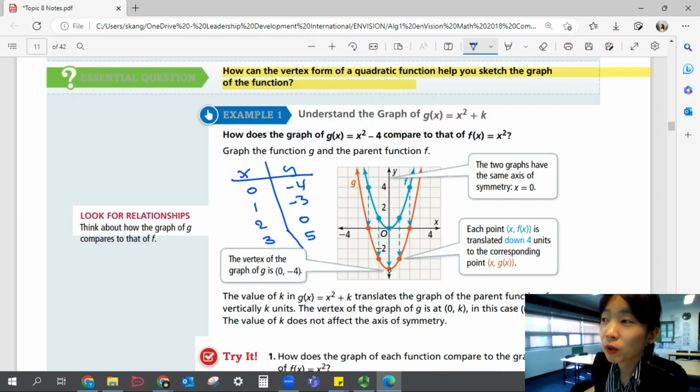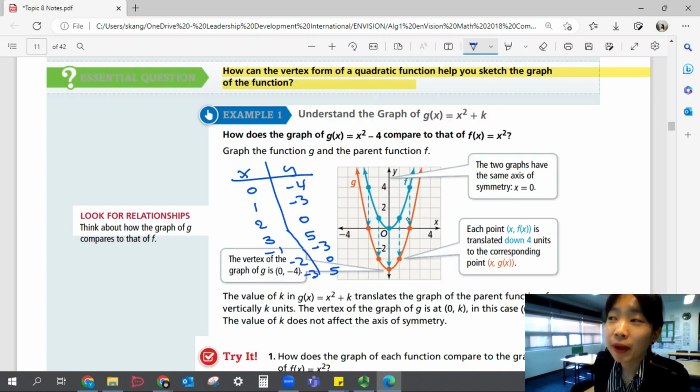So look at the points: 0, negative 4; 1, negative 3; 2, 0; 3, 5. And then if you have x is negative 1, negative 1 squared is still positive 1, so it should still be negative 3. And then negative 2 will be 0, negative 3 would be 5. So then you plot the points and then draw the curve. And that's the curve of g.